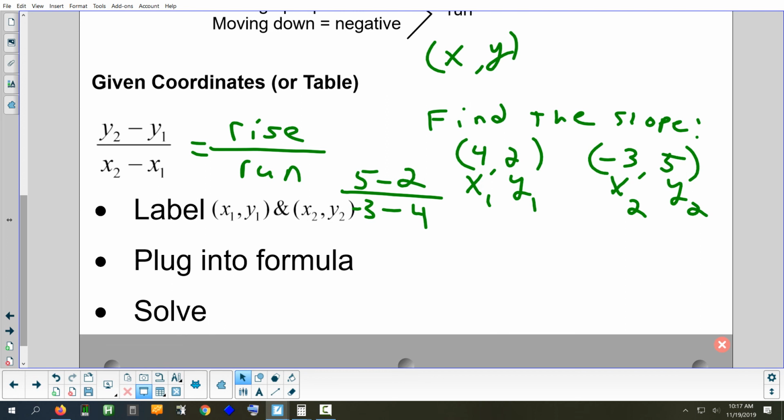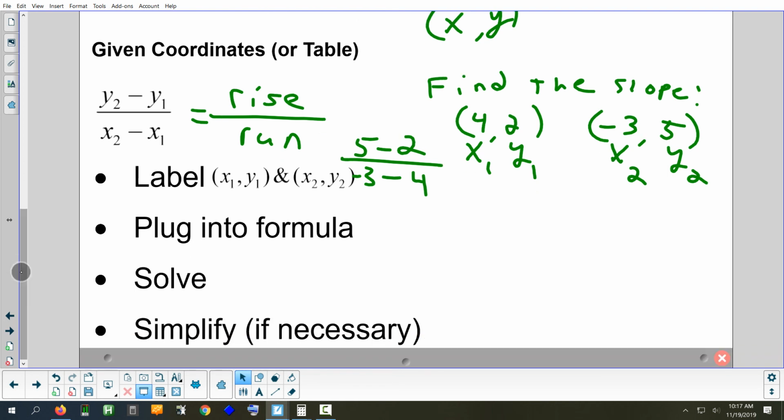Okay, so we already did that. I said take the formula, plug in the numbers, just like we did. 5, 2, -3, -4. And then simplify it as much as you can. Now, I said simplify if necessary because how do you know if a fraction can be simplified? Not all fractions can be.